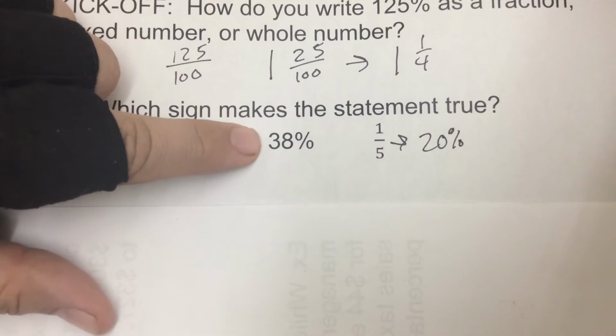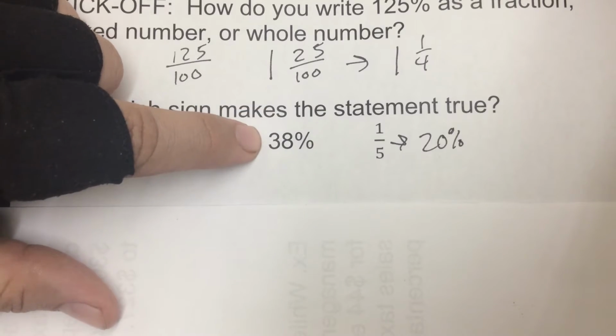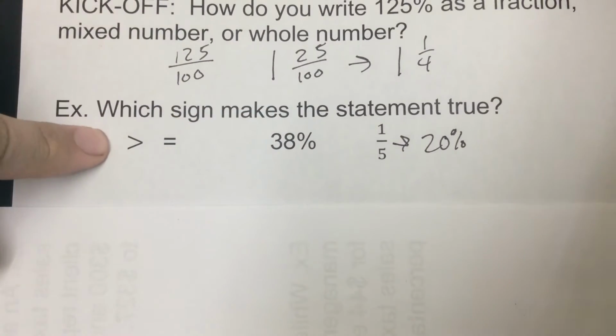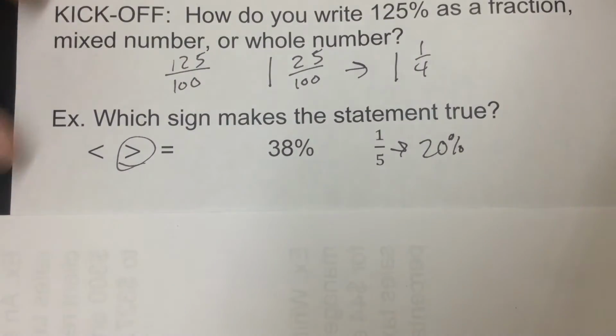So here this makes it a little more obvious. Well, yeah, 38% is definitely bigger than 20%. So we're going to use the greater than sign.